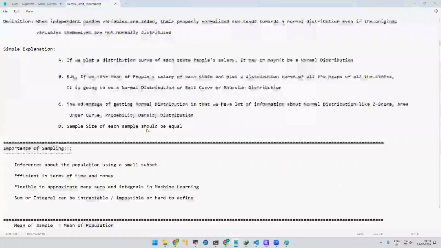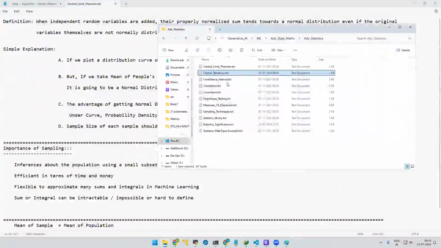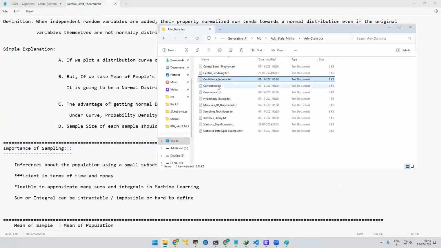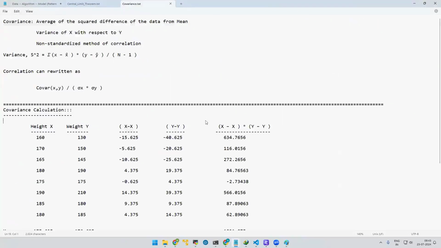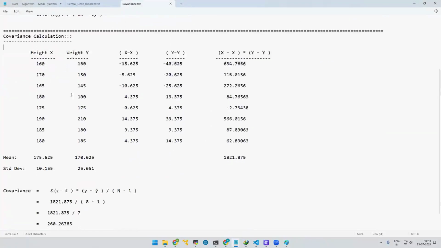All right, the next one. Confidence interval may take some time. So we'll discuss correlation and covariance. First we will discuss covariance. Let's take that you have got some data wherein you have height and weight, nothing else. Don't ignore this part completely. You have height and weight. Your objective is to find out if height increases, whether weight will increase or decrease, or there won't be any impact.